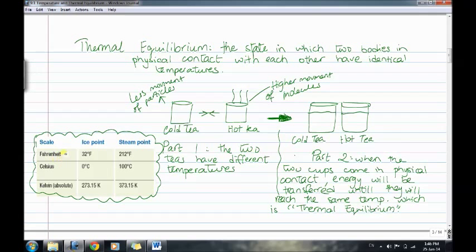As we can see here, in Fahrenheit, the ice point is 32 degrees Fahrenheit. Steam point is 212 Fahrenheit. In Celsius, the ice point is 0 Celsius, and the steam point is 100 Celsius. And then Kelvin, the ice point is 273.15 Kelvin, and the steam point is 373.15 Kelvin.